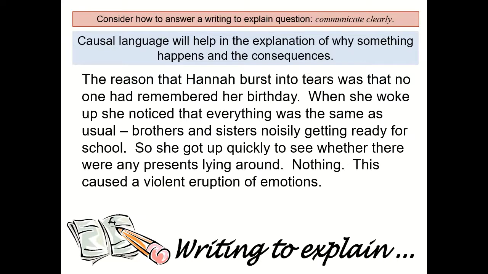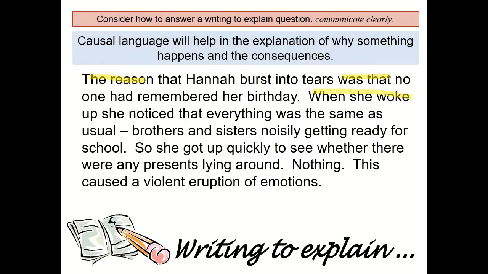Now, there's a few things in here. The explanation for why she was in tears comes in different stages. We start with the reason. So the reason was that. The reason that Hannah burst into tears was that no one had remembered her birthday.